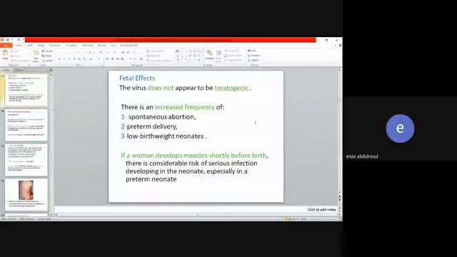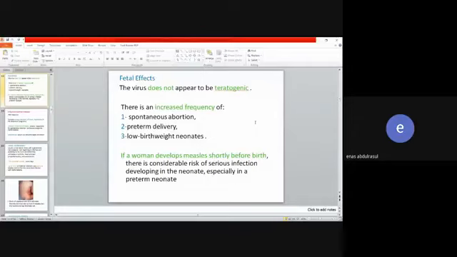What about the fetal and neonatal effect? Here you have to know that the rubeola virus, which causes measles, is not a teratogenic virus. Meaning it will not cause any type or kind of anomalies. However, if the infection is transmitted to the fetus, there will be an increased frequency of spontaneous abortion, of preterm delivery, and of low birth weight neonates, that is to say IUGR, intrauterine growth restriction. So it is one of the causes of IUGR fetuses.